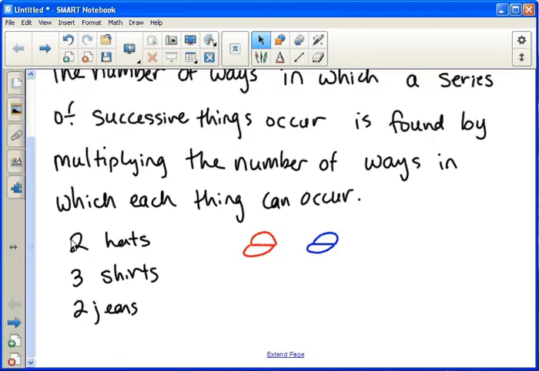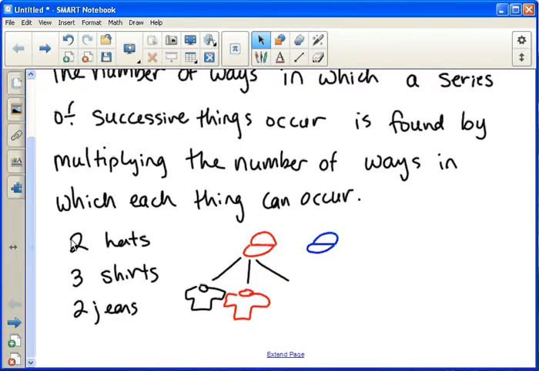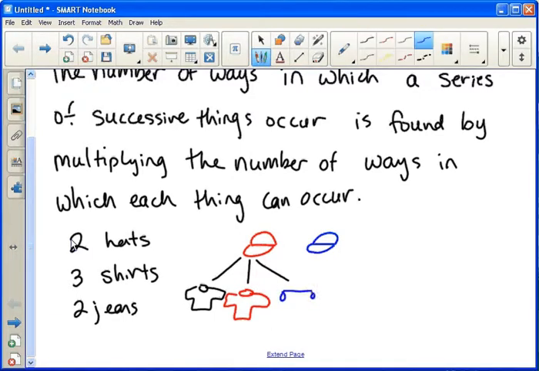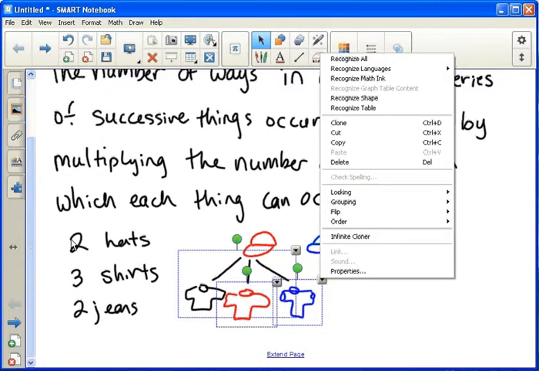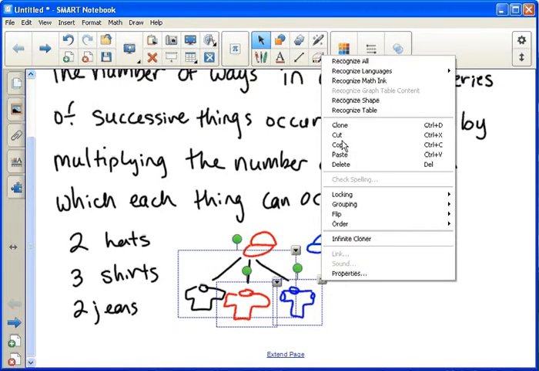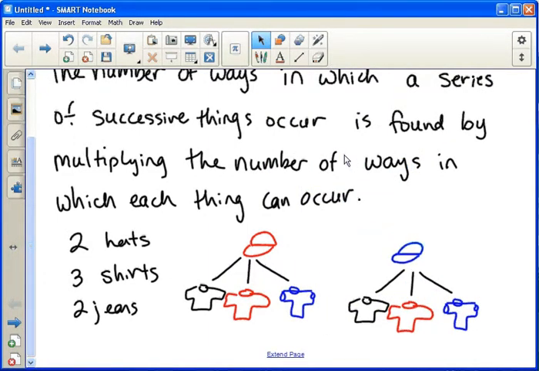And then we've got 3 different shirts we can wear. So with the red hat, I can wear any one of my 3 shirts: my black shirt, my red shirt, or my blue shirt. Okay, and then we can do the same thing with the blue hat. So the blue hat could be any one of those 3.